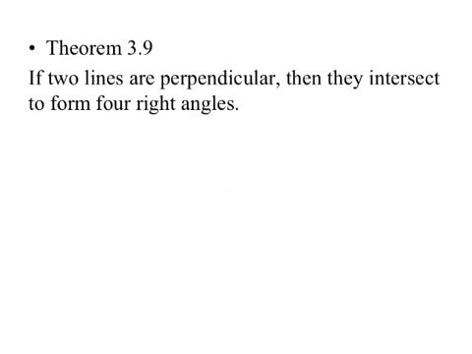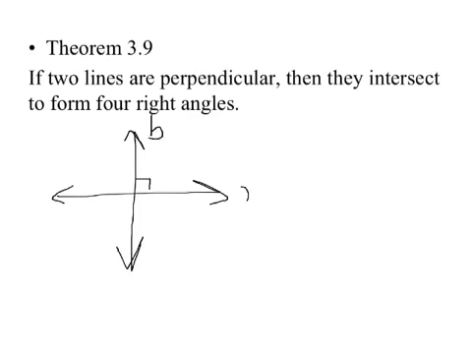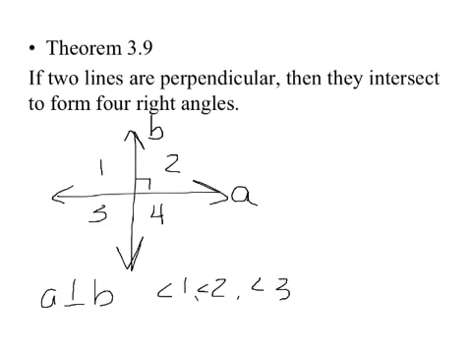Theorem 3.9, if two lines are perpendicular, then they intersect to form four right angles. So these are perpendicular, we'll do B and A. We know if A is perpendicular to B, then angle 1, angle 2, angle 3, and angle 4 are right.